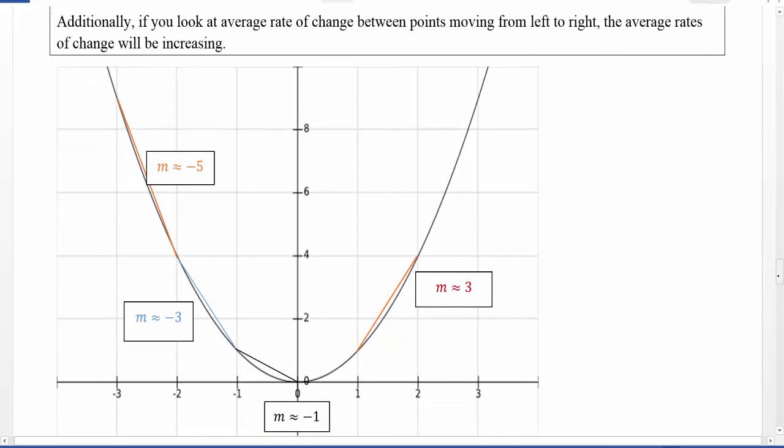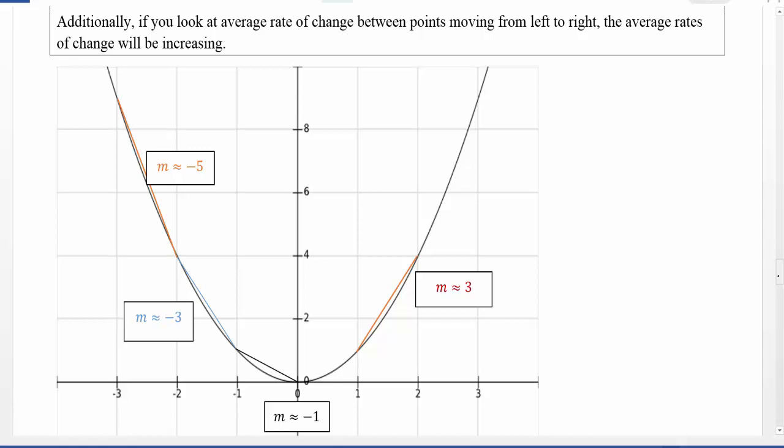The slope of that line is -1. And you can see that the slope from 1 to 2 is going to be +3. So if you look at what those average rates of change are doing, we have -5, -3, -1, +3. Those slopes are increasing. So that tells me that I'm bending in the upward direction.